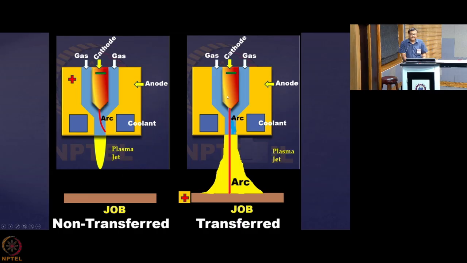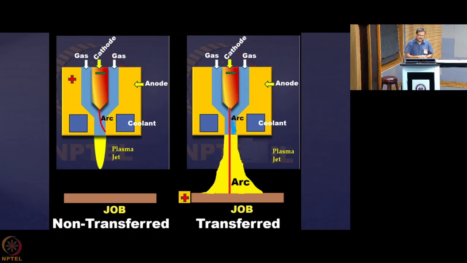On the other hand, when the current extends from the cathode to the job, for example in plasma cutting, there you directly connect the current to the job which is being cut. Or say a melting furnace: there you connect the arc directly from the cathode to the material to be melted. So those kinds of configuration where the arc connection is between the cathode and the job are called transferred arc configuration.